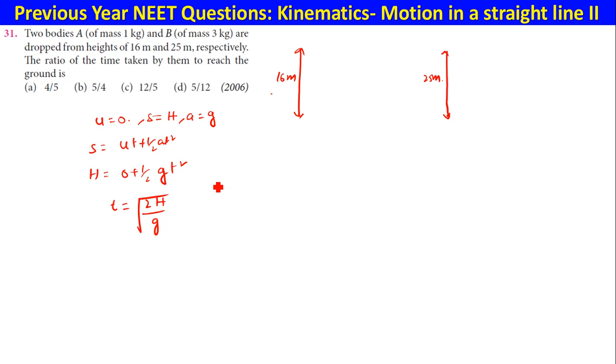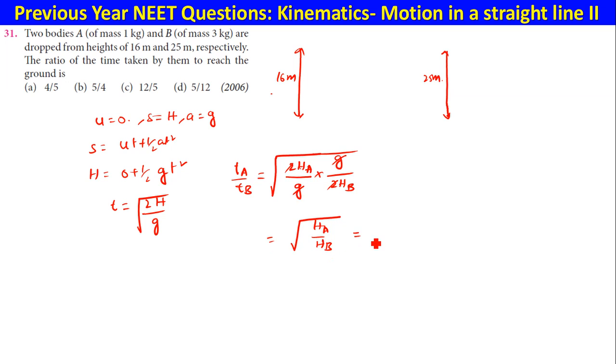So now he is asking about the ratio of ta by tb. Then what will you get? Root of 2ha by g. g is constant, isn't it? Now root of 2hb by g. This g and that g get cancelled. This 2, that 2 gets cancelled. You get a root of ha by hb. What is the height of the first tower? That is 16, or you can say distance traveled with the first body A, that is 16, divided by second body distance, which is nothing but 25. So it is 4 by 5, isn't it?